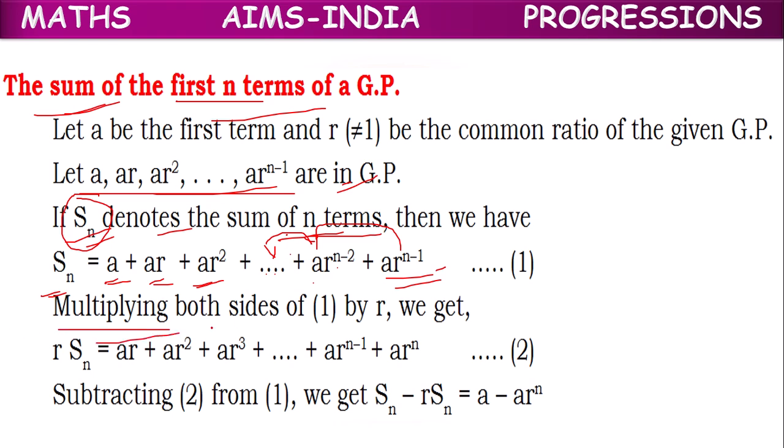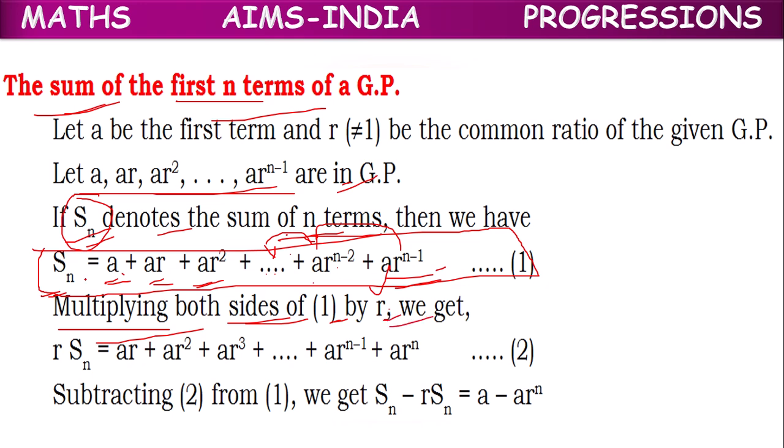So now, on multiplying both sides by R, whatever this first equation we have, if it is multiplied by R on both sides, left hand side we get R Sn, right hand side we get AR, AR square, AR cube, up to AR power n. We will get another equation, second equation.